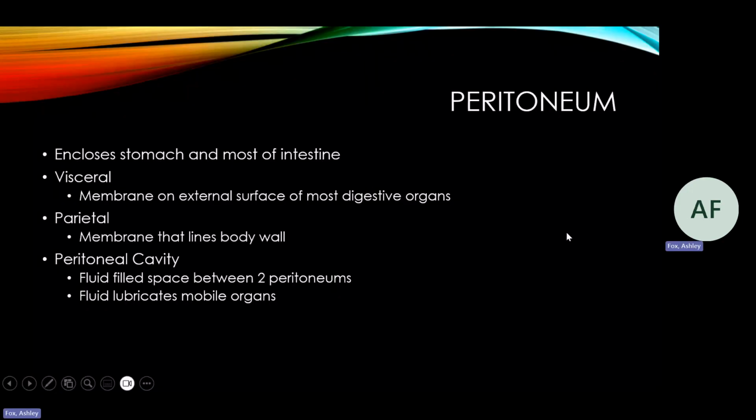So we've seen different cavities like the pericardial, the pleural. Now we're in the peritoneum. Then that's going to be in the stomach and most of the intestines. Just like when we saw pericardium and pleural, we have a visceral, which is going to be the membrane on the actual digestive organs. So you're going to see that same thing, that visceral pericardium is on the heart. Visceral peritoneum is on most of the digestive organs, not all, but most.